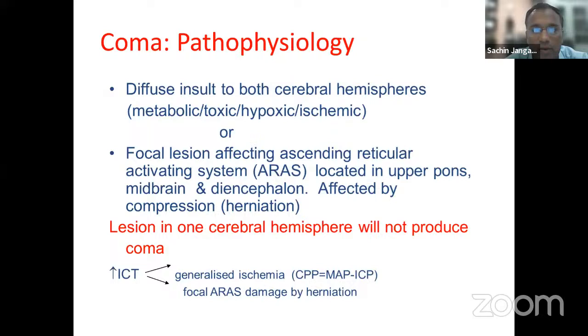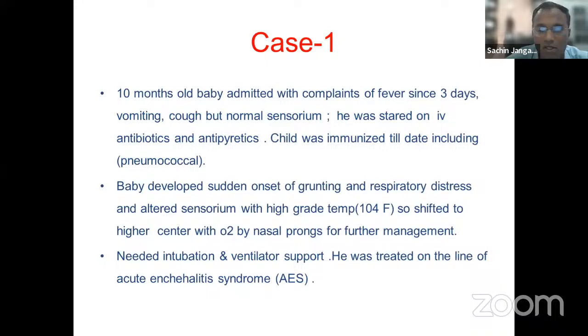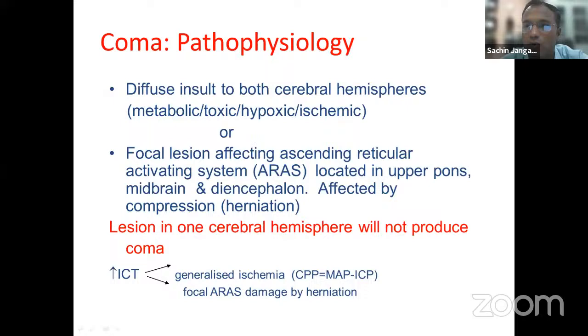One thing we need to remember is that a lesion in one cerebral hemisphere will not produce coma. If a lesion in one cerebral hemisphere is producing coma, it will do so by raising the ICP. Raised ICP can lead to generalized ischemia as well as focal pressure on the ascending reticular activating system. So I will describe three brief cases, and then we'll go to the etiology of coma.